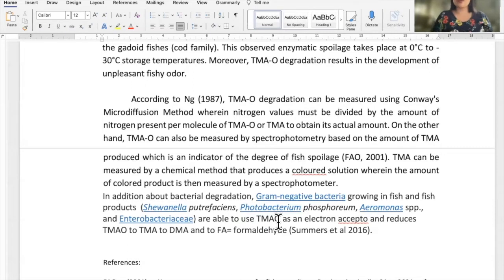So that's how you measure TMAO degradation. Other than that, we also have spectrophotometry, and we can also use HPLC. Those are the more high-tech techniques. But during our time, we used the Conway microdiffusion method, and it's fun.